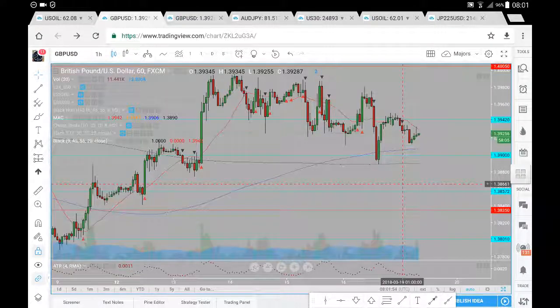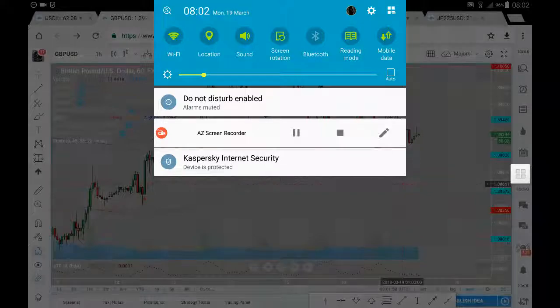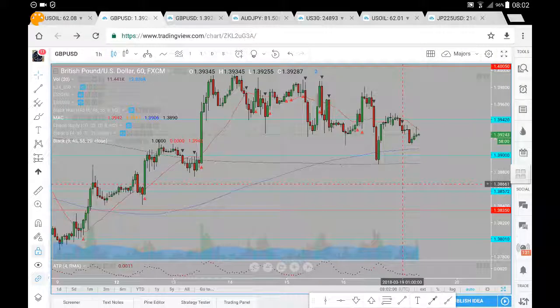So this is the pound dollar analysis for Monday the 19th of March. Now, let's just have a look at what happened to prices and where prices may likely go. So here on the pound dollar, we did find support in around that 138. Had a brief pullback, continuation again up towards this 139.